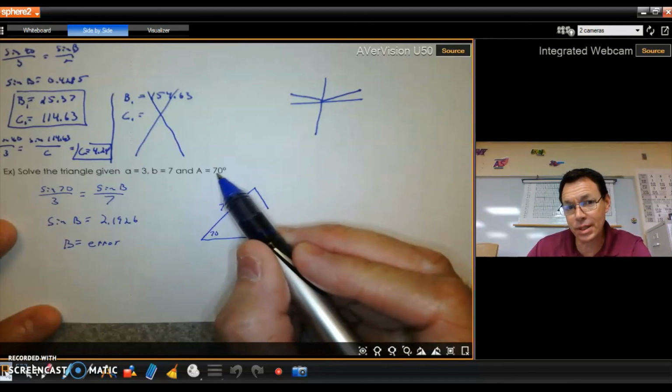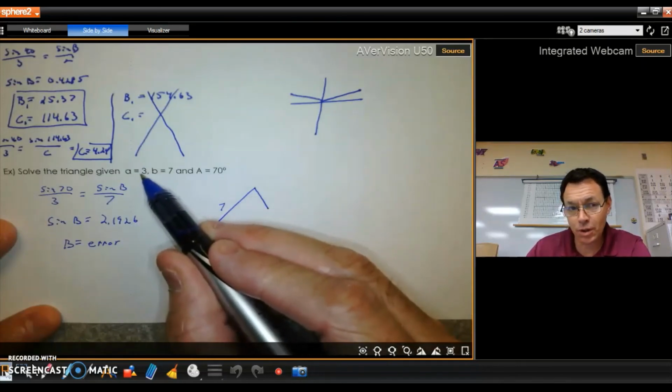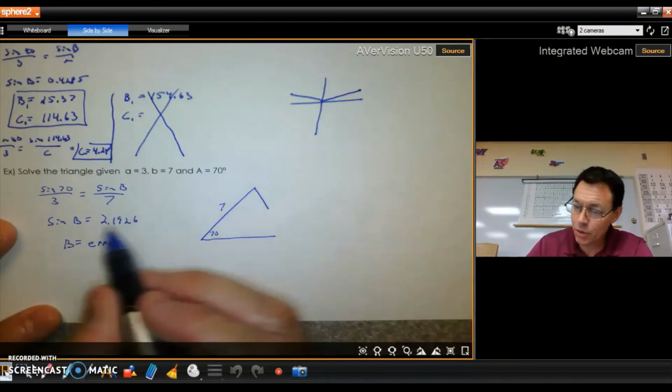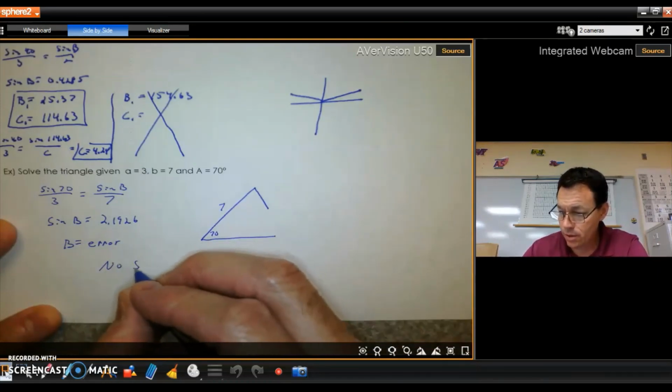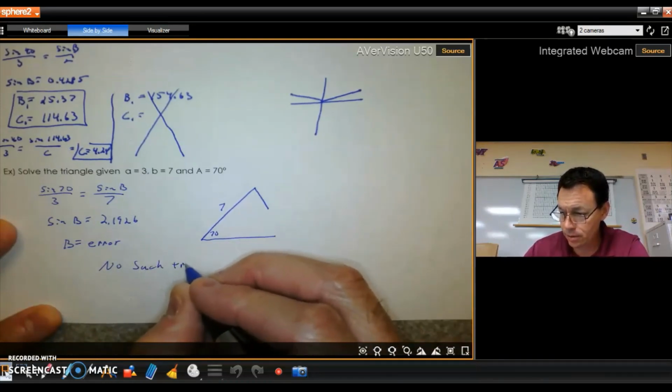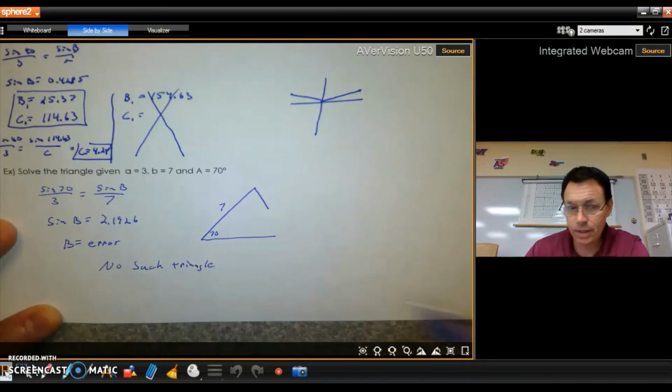There's no way to make a triangle out of this situation. Either the angle's too big or the side's too small. But either way, when you go to solve this, you get an error message. Okay, there is no such triangle, and we're done. There's nothing else to do on that problem except say that there's no triangle that exists.